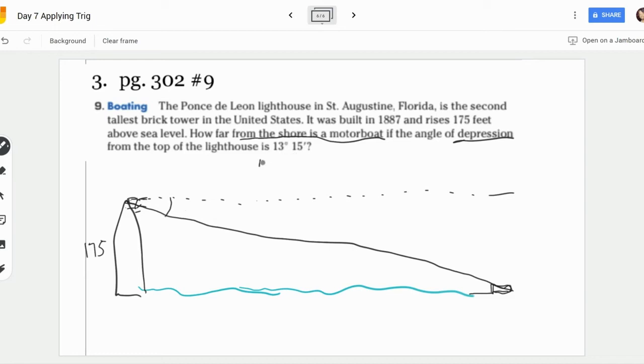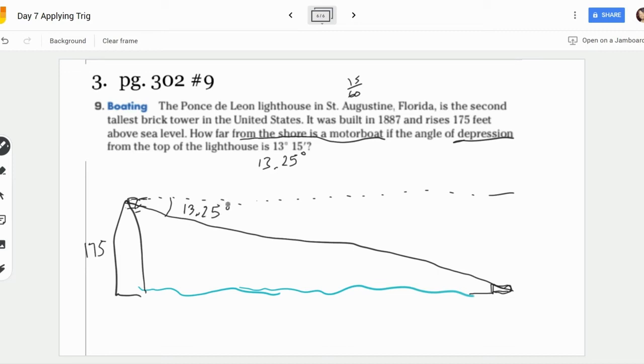And we should know that 13 degrees, 15 minutes as a decimal is 13 plus 15 out of 60, because it's 15 minutes out of 60 minutes in an hour, which is 0.25. We calculated that in a previous video. So this is 13.25. Now we kind of have a problem here.